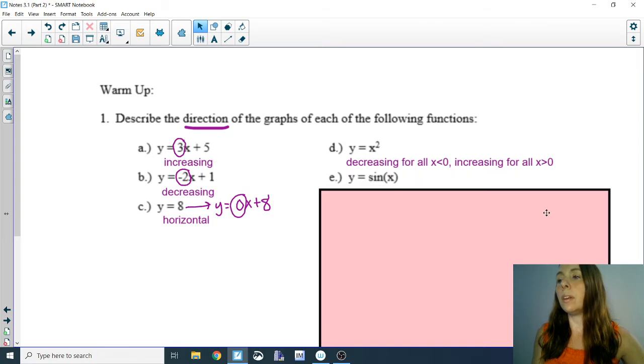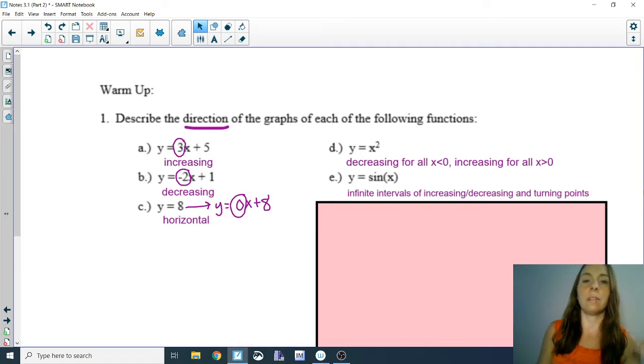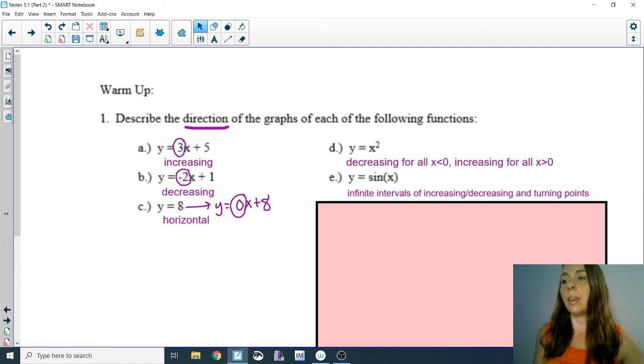For the next one, I just sort of got a little bit lazy here. And I just said that it has an infinite amount of intervals that are increasing and decreasing, right? Because we have that sine wave and we know that it goes up, it goes down, it has all of those turning points throughout. And so I was just sort of general there and said, we can't say one particular direction for that graph. It has an infinite set of intervals of increasing parts and decreasing parts.